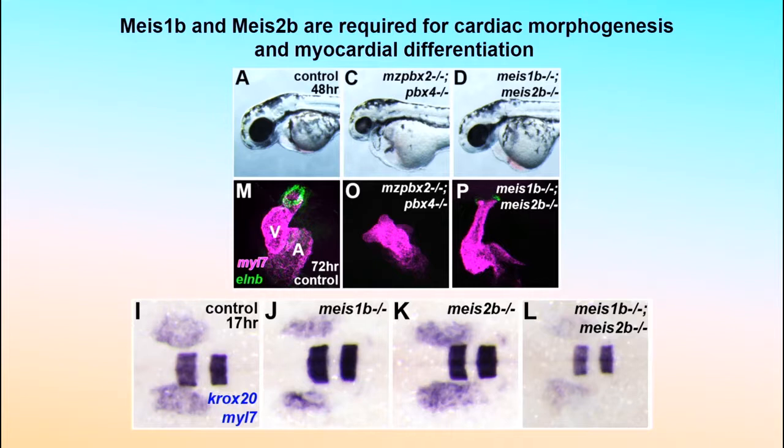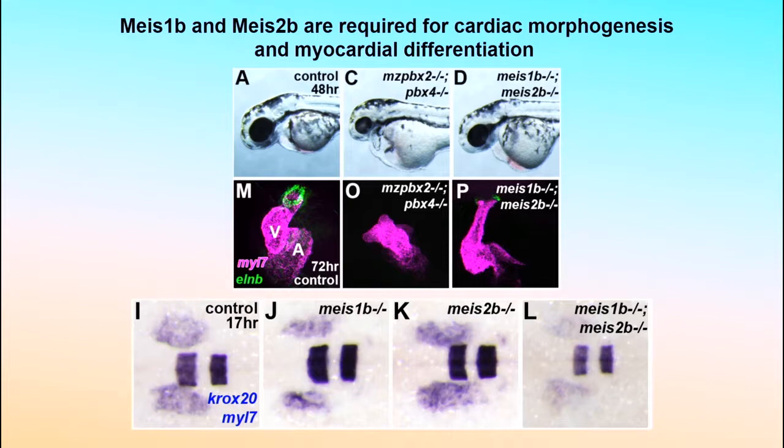And we see that zebrafish lacking Meis1 and 2 also show defects in development of the heart tube. So not as severe as our embryos that are lacking Pbx2 and Pbx4, but we see defects in outflow tract formation and in the assembly of the heart tube. And we think, again, that these are defects in early myocardial differentiation. So we see early myl7 expression as weaker in animals lacking Meis1 and Meis2.